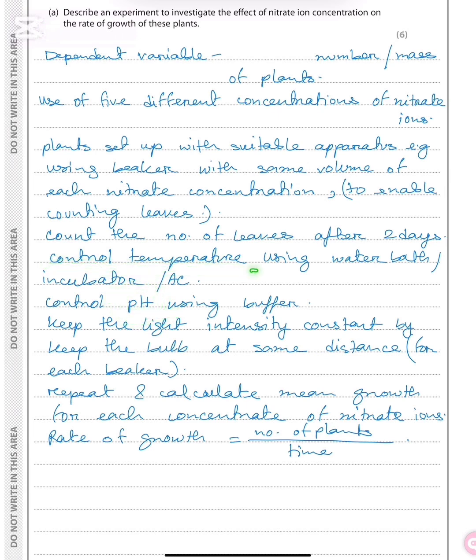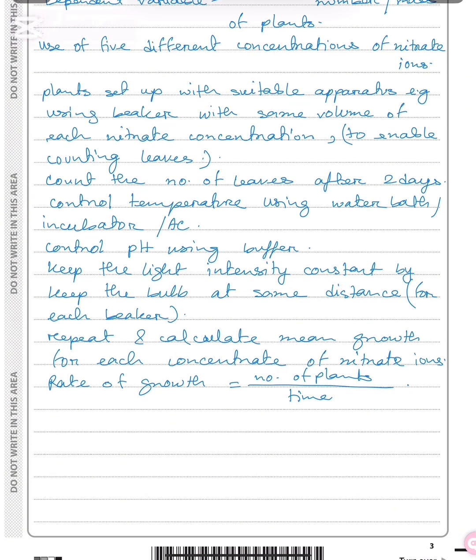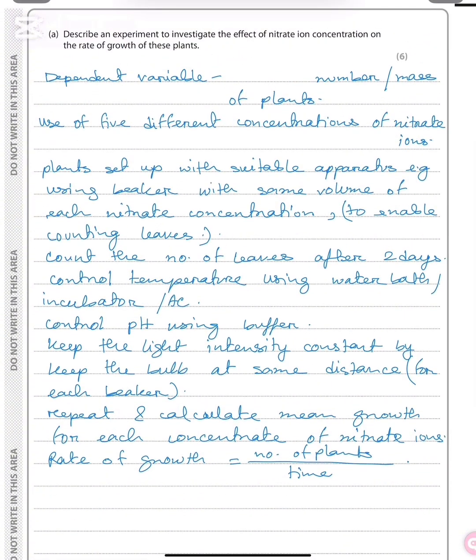We will control temperature using a water bath and pH using a buffer, and we will have to keep the light intensity constant. To calculate the rate of growth, we have to use this formula: number of plants divided by time. And we are done with number 1A.